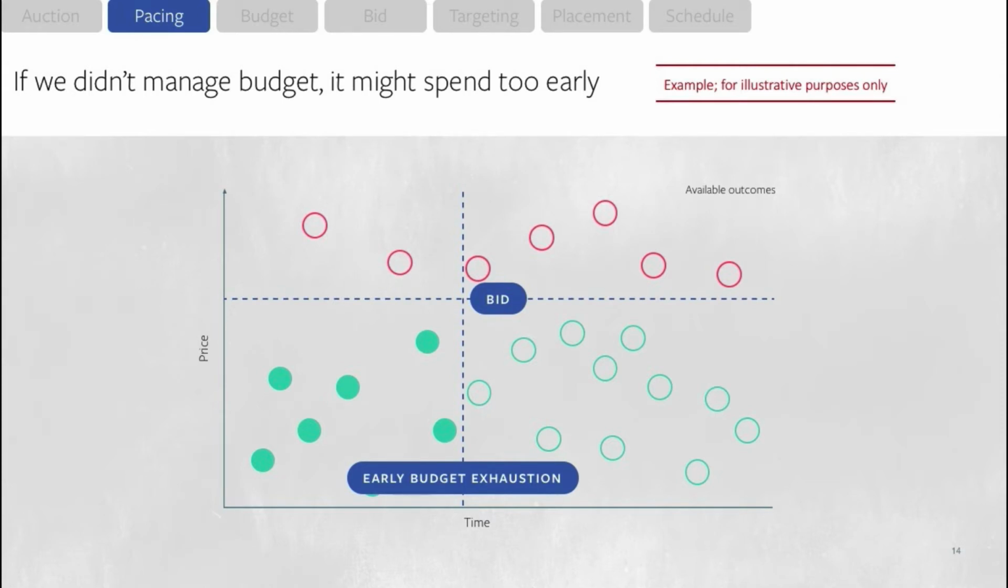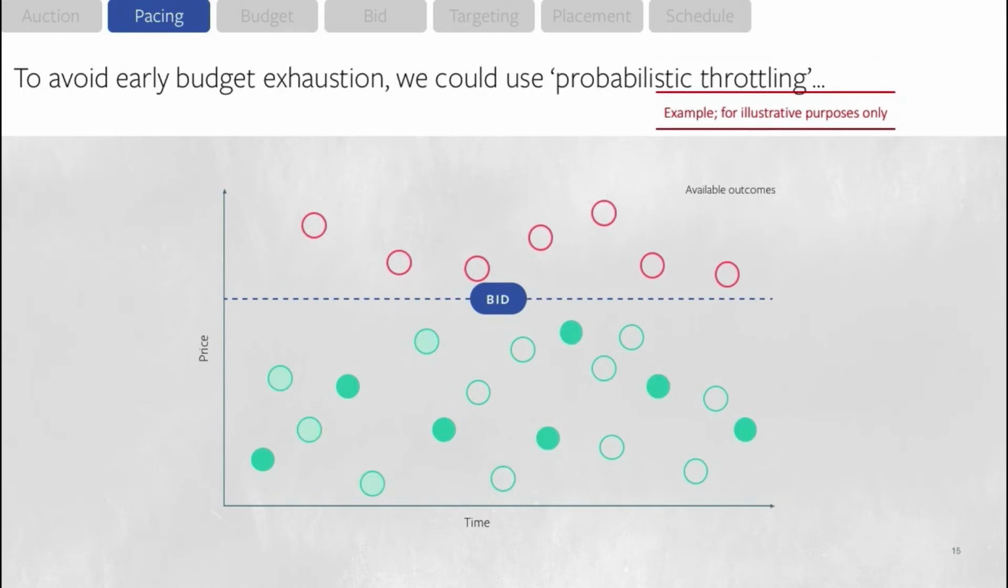One way some ad platforms manage budget to achieve even pacing is called probabilistic throttling. To achieve even pacing, this approach would take your full max bid and enter it into only a subset of auctions your ad can be considered for throughout the day. Depending on how much you're spending versus how much of your campaign lifetime remains, you're randomly held back from entering some subset of these auctions. That means there are potentially cost-effective outcomes that you are missing out on.